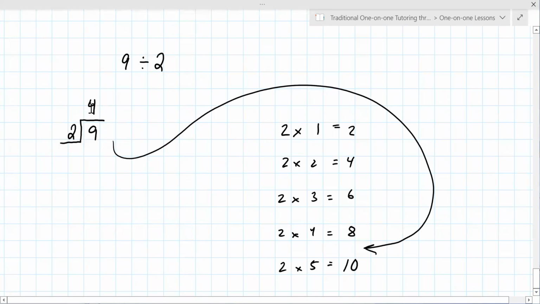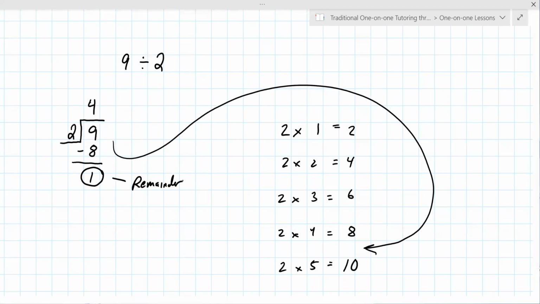What is 4 times 2? 8. And now we're going to subtract. 9 minus 8 is? 1. This 1 represents the remainder. Okay. So the remainder in this problem is 1.